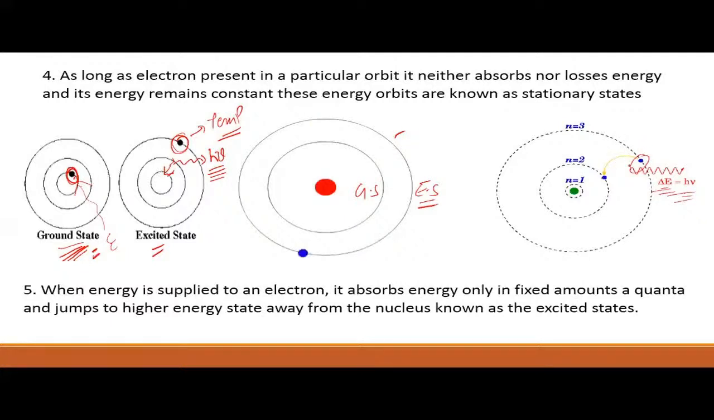So in this photograph, you can see this is the excited state and this is the ground state. The electron jumps from its excited state to the ground state and releases energy in the form of radiation. That radiation is known as electromagnetic radiation. Now we will discuss the achievements of Bohr's model of atom.